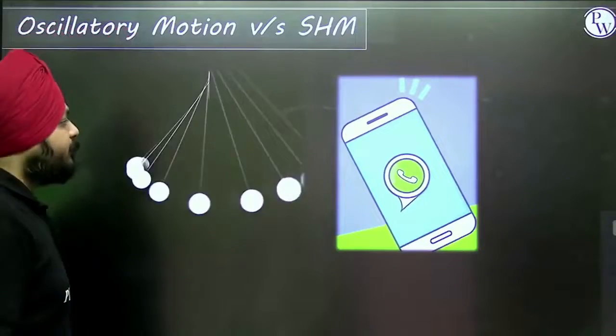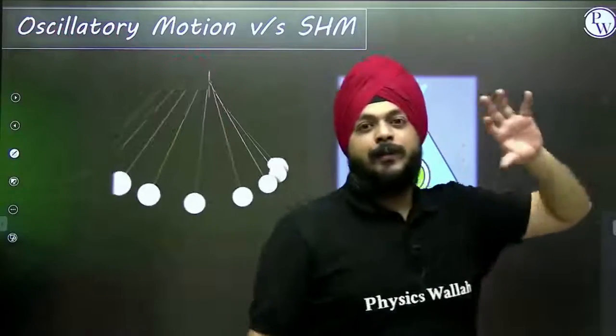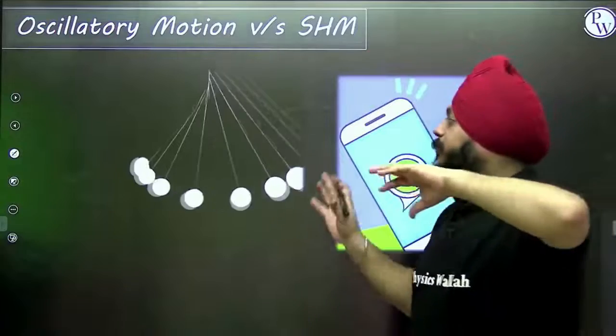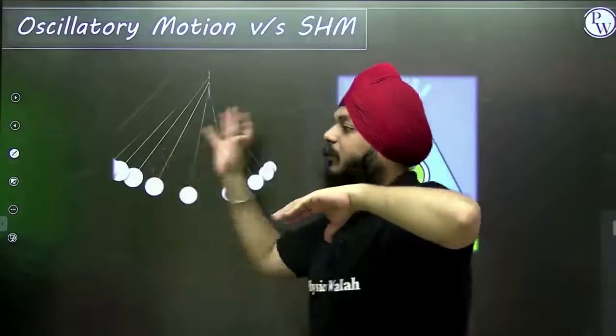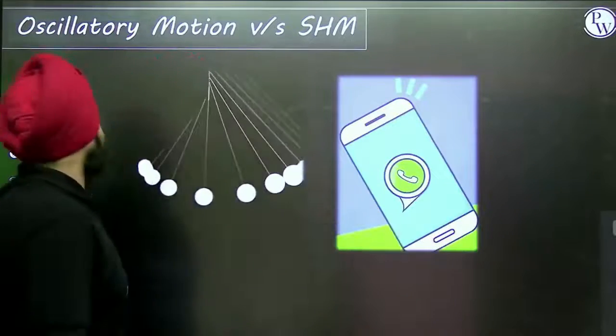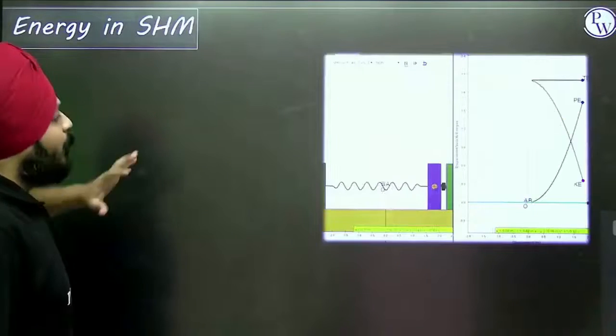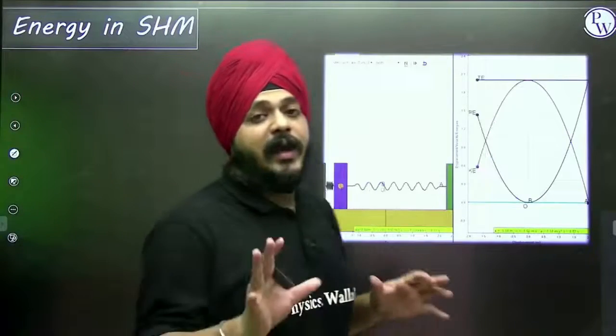As I said, vibration of the mobile, right? It is an SHM, right? Pendulum, it is the oscillatory motion. Okay, now before moving on to the energy, let's understand, right?